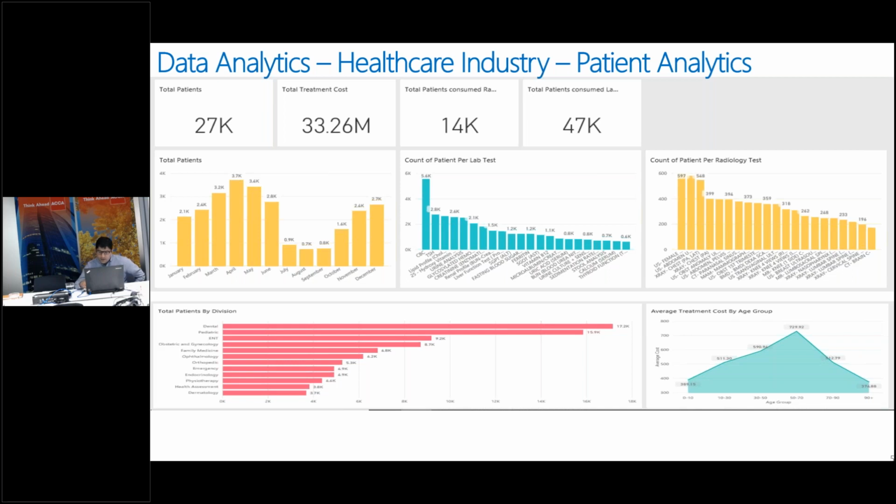Okay, so average treatment cost by age group. Typically this is one of the KPIs, and this is what our organization wants to see, that for people with a lower age, the cost of treatment is relatively lower. For people ranging between 50 to 70, it's mostly on the top.